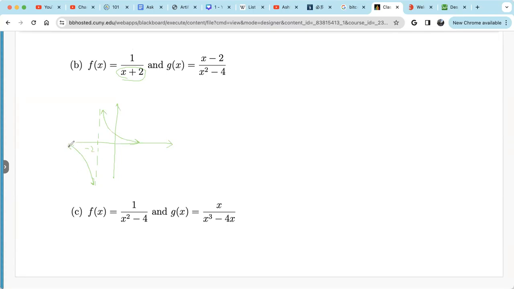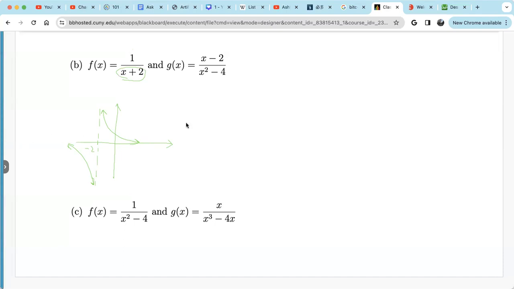The end behavior on the left-hand side says, when x approaches -infinity, the function value approaches 0. This arrow says, when x approaches -2 from the left, the function value approaches -infinity. On this side, when x approaches -2 from the right, which means a number a little bit bigger than -2, the function value approaches positive infinity. When x approaches positive infinity, the function value approaches 0. So that's the end behavior, and we have those two pieces for the first one.